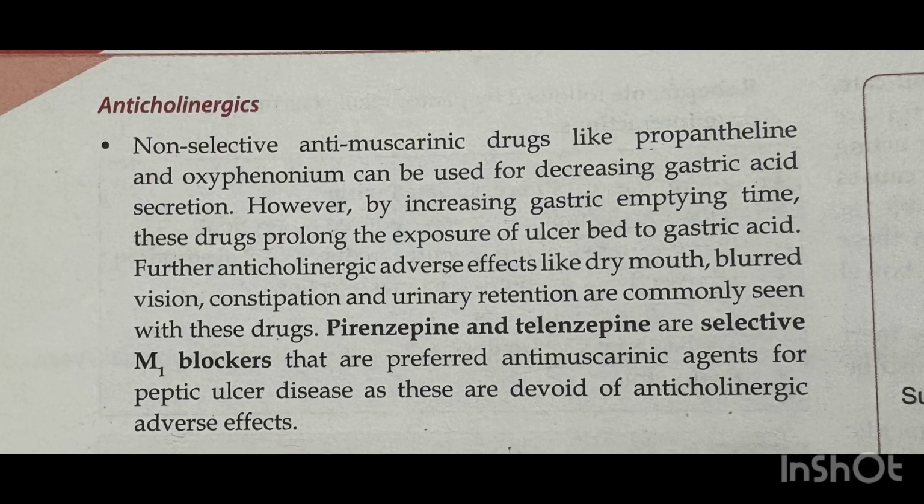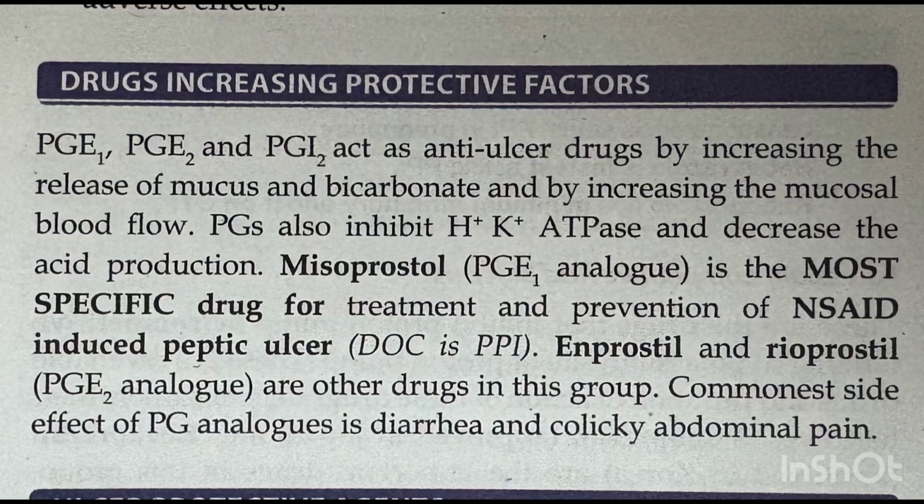Anticholinergics. Non-selective antimuscarinic drugs like propantheline and oxyphenonium can be used for decreasing gastric acid secretion. However, by increasing gastric emptying time, these drugs prolong exposure of the ulcer bed to gastric acid. Further, anticholinergic adverse effects like dry mouth, blurred vision, constipation, and urinary retention are commonly seen with these drugs. Pirenzepine and telenzepine are selective M1 blockers that are preferred antimuscarinic agents for peptic ulcer disease, as these are devoid of anticholinergic adverse effects.